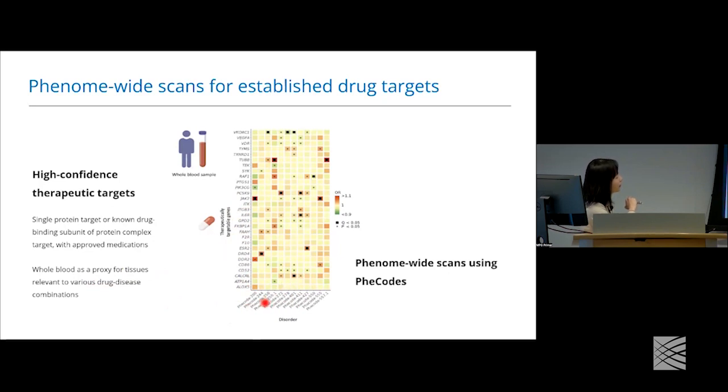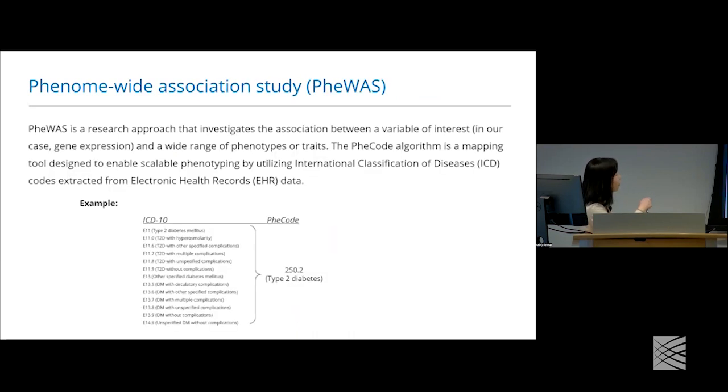And to scan the human phenome for each of the genes, we will need a large number of phenotype definitions. To achieve that, we leverage the transcriptome-wide association study, TWAS, and the PheCode mapping algorithm. So what is TWAS and PheCode? TWAS is a research approach that investigates the association between a variable of interest, in our case the imputed gene expression level, and a wide range of phenotypes or traits.